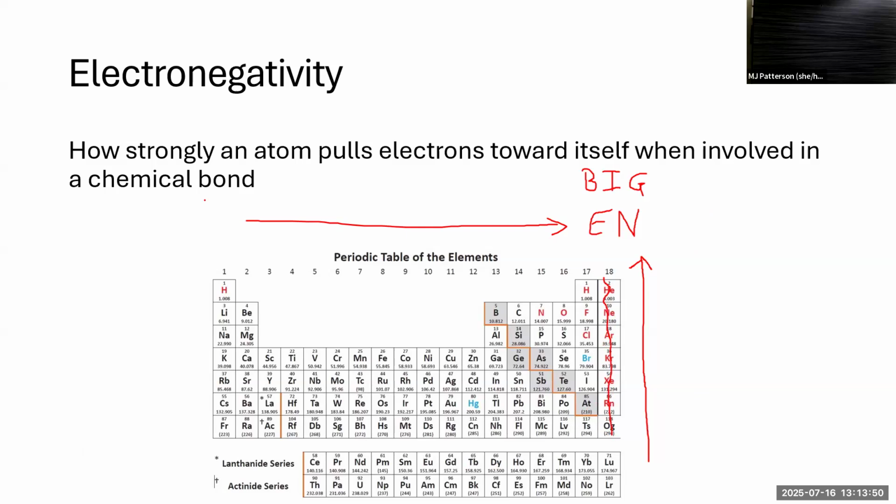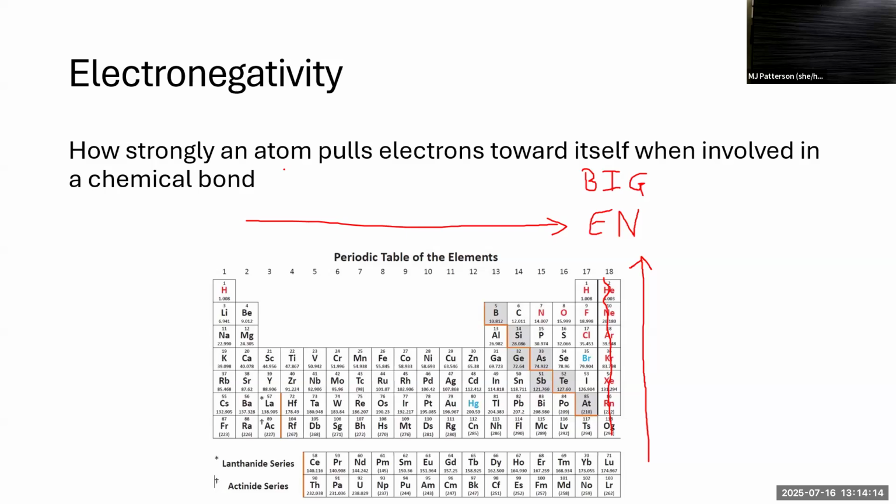So the definition of electronegativity is how strongly an atom pulls electrons towards itself when it's in a chemical bond. What do we know about noble gases and chemical bonds? They don't bond. So we don't really measure electronegativity for noble gases.